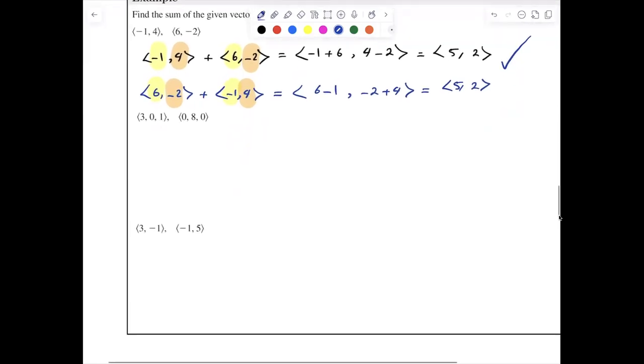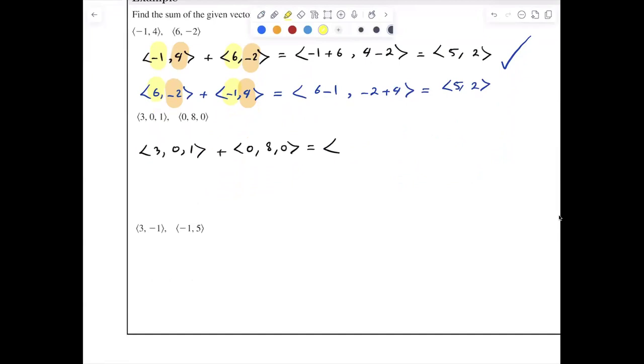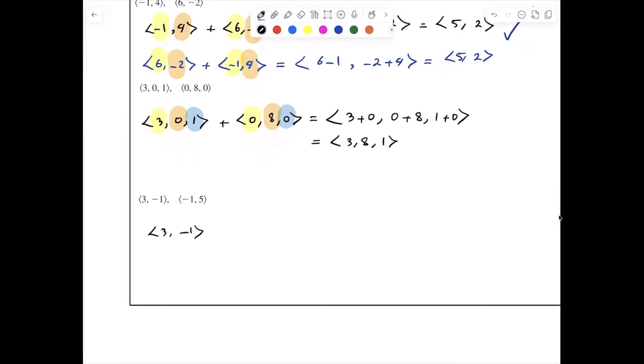The same as here. Here I'm going to add these two vectors together, (3, 0, 1) plus (0, 8, 0). So of course I'm going to start by adding the first components, 3 and 0, and then the second components, which is 0 and 8, and the last components, which are 1 and 0. Now we have z components as well, 1 plus 0, which is obviously (3, 8, 1). So the order is not important, right? We expect to get the exact same result. The same here, (3, -1) plus (-1, 5), which is going to be 3 minus 1 and -1 plus 5, or (2, 4).